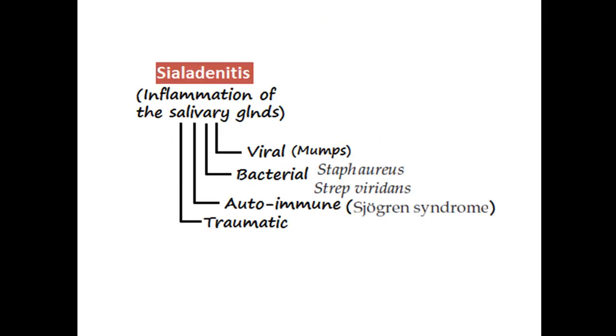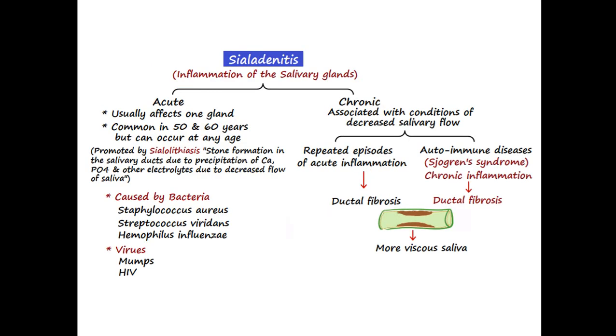Now, first we discussed the inflammatory condition known as sialadenitis, which means inflammation of the salivary glands. Inflammation may be caused in the salivary gland by infection with viruses like mumps, and it may also be caused by bacteria. The most important are Staph aureus and Streptococcus viridans, and the autoimmune condition Sjogren syndrome is very important in causing sialadenitis, and sometimes the inflammation of the salivary gland may be related to some traumatic injury.